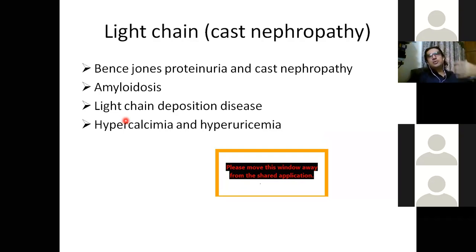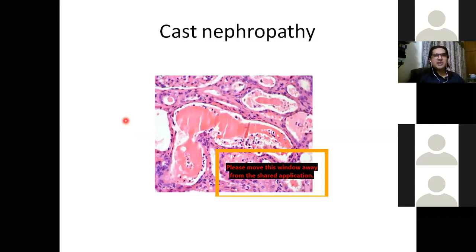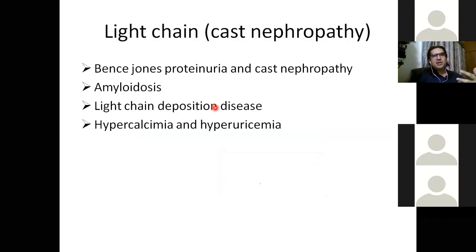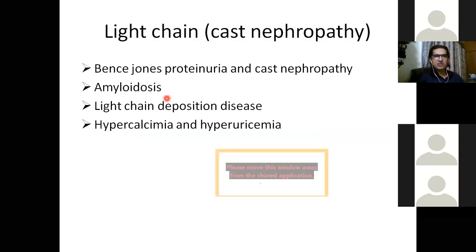There is no need to go into the detail of cast nephropathy. This is the cast which is typically formed in the cast nephropathy of multiple myeloma. Just remember that cast nephropathy occurs in multiple myeloma. In multiple myeloma, there are other problems in the kidney like light chain deposition disease, amyloidosis, and dense deposit proteinuria.